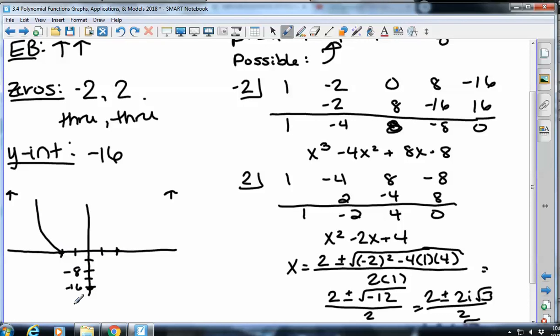So my graph has come down. It hits negative 2. We go through it. Come down and hit your negative 16. Come back to negative 2. We go through. And so it ends up like that. Questions there?